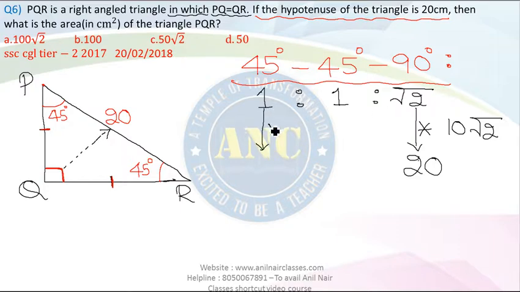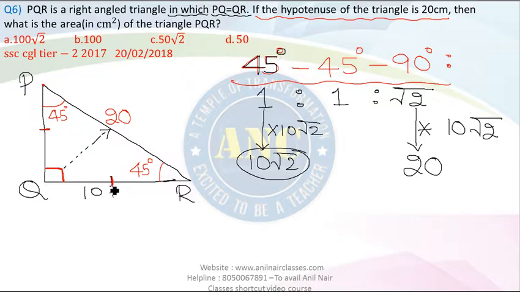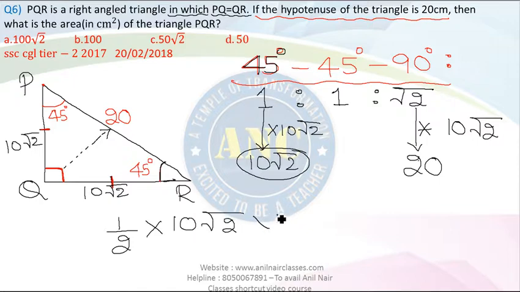That means 1 also is multiplied by 10 root 2. 1 into 10 root 2 is 10 root 2. That means the side opposite to 45 will be 10 root 2. The side opposite to this other 45 also will be 10 root 2. They are asking you to find the area of this right angle triangle. It is half into base, which is 10 root 2, height is also 10 root 2. So 10 root 2 into 10 root 2 is nothing but how much? 10 into 10 is 100.